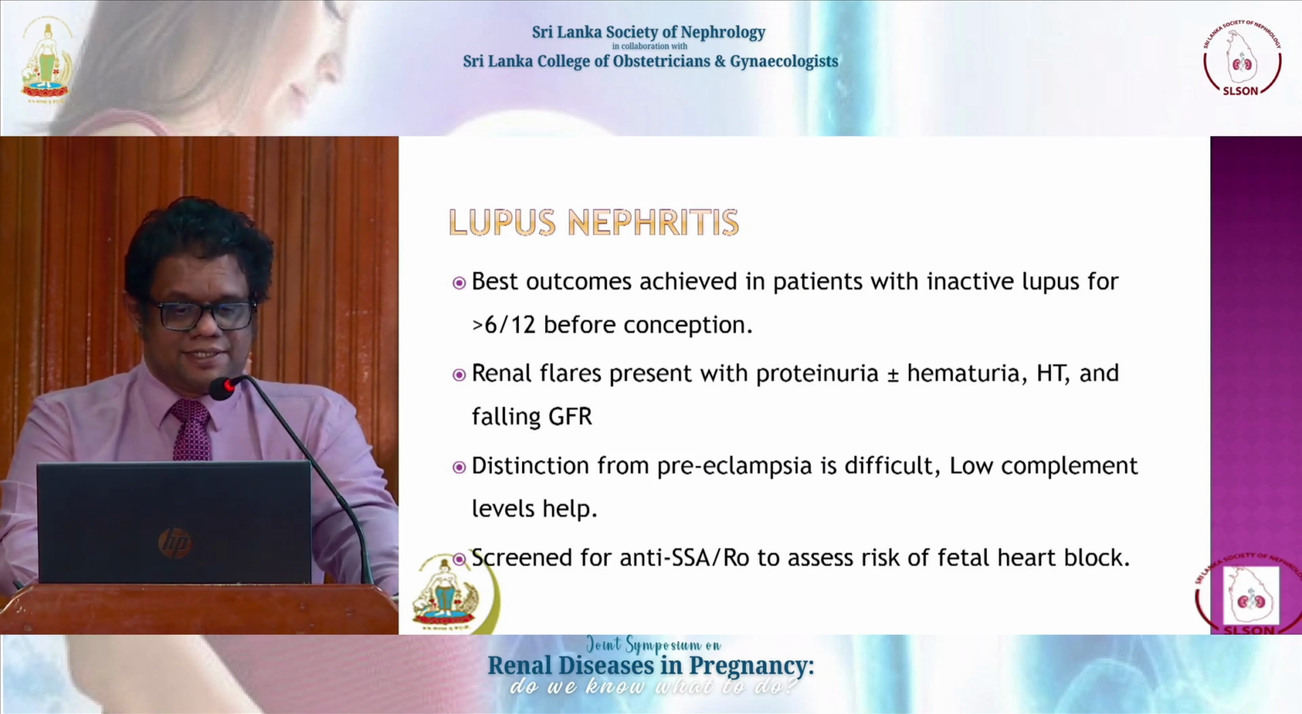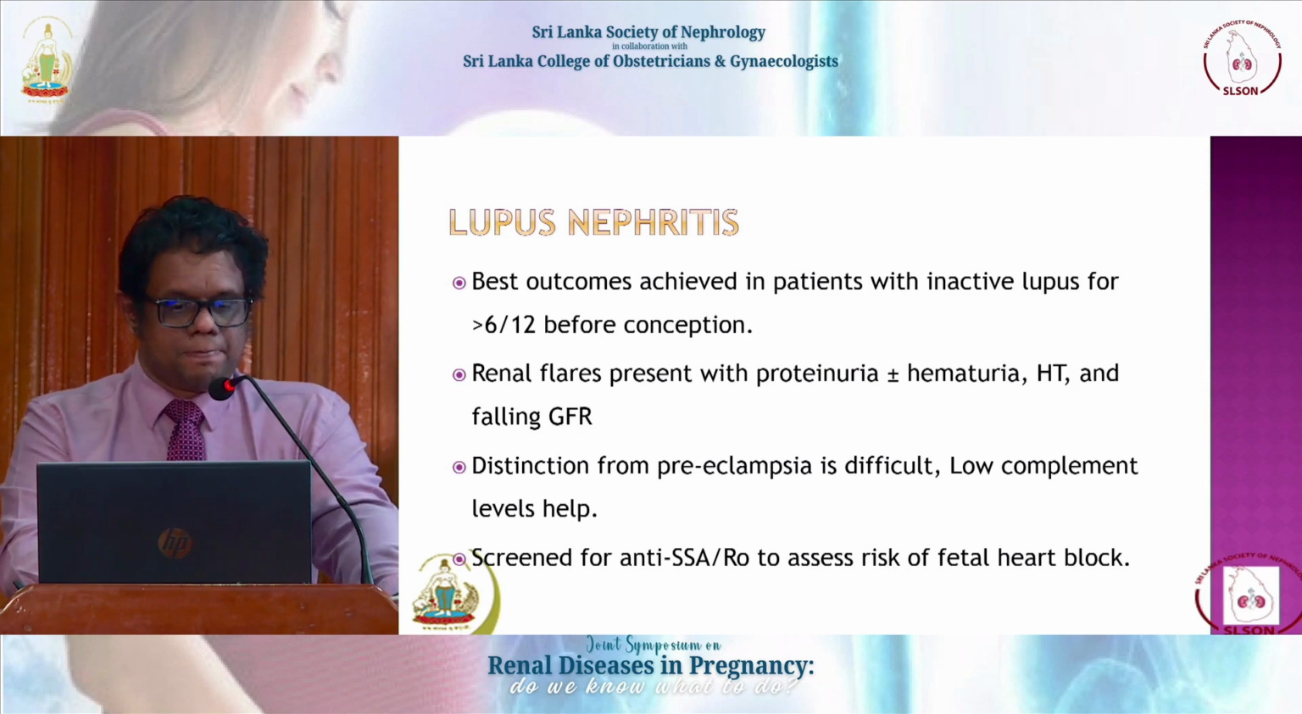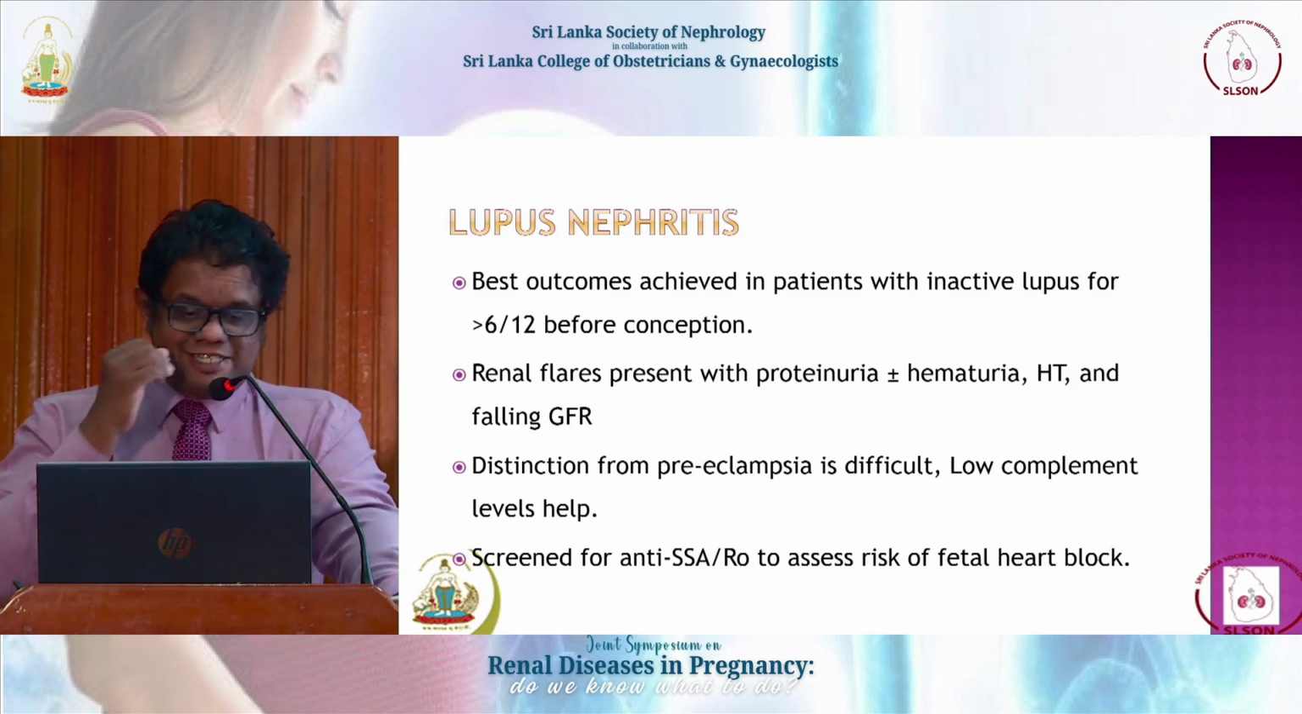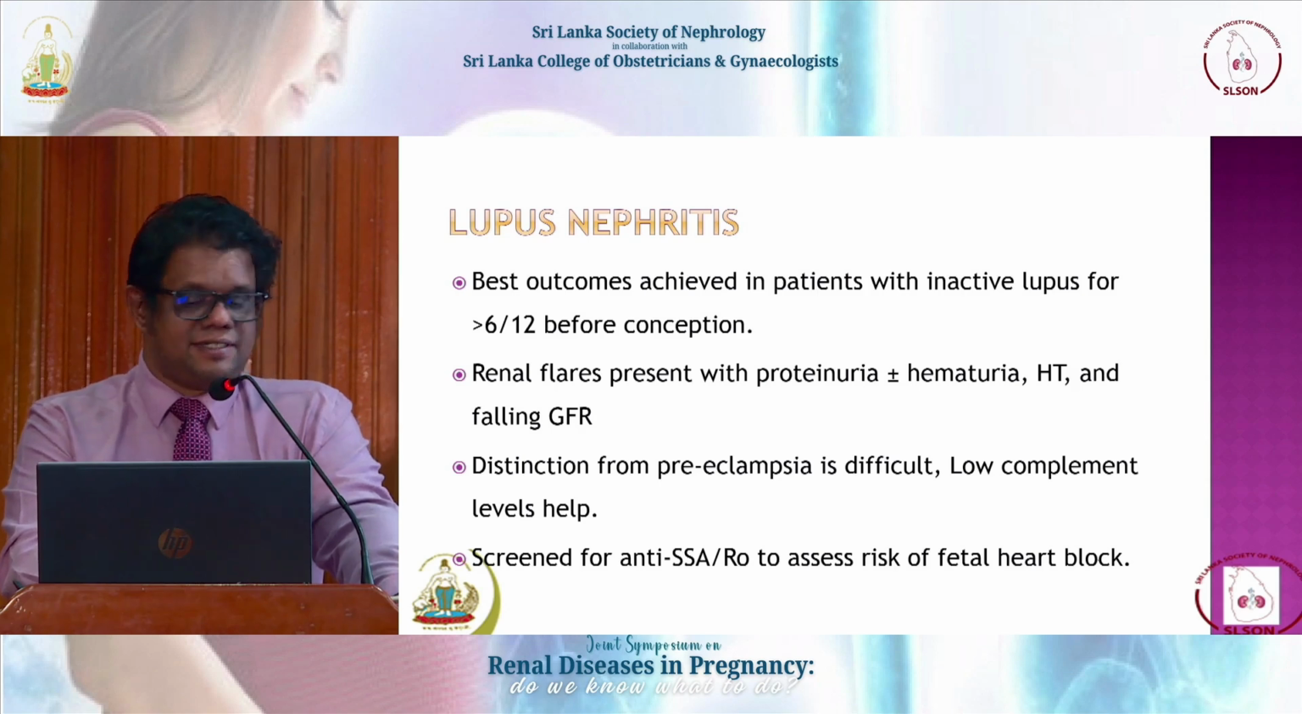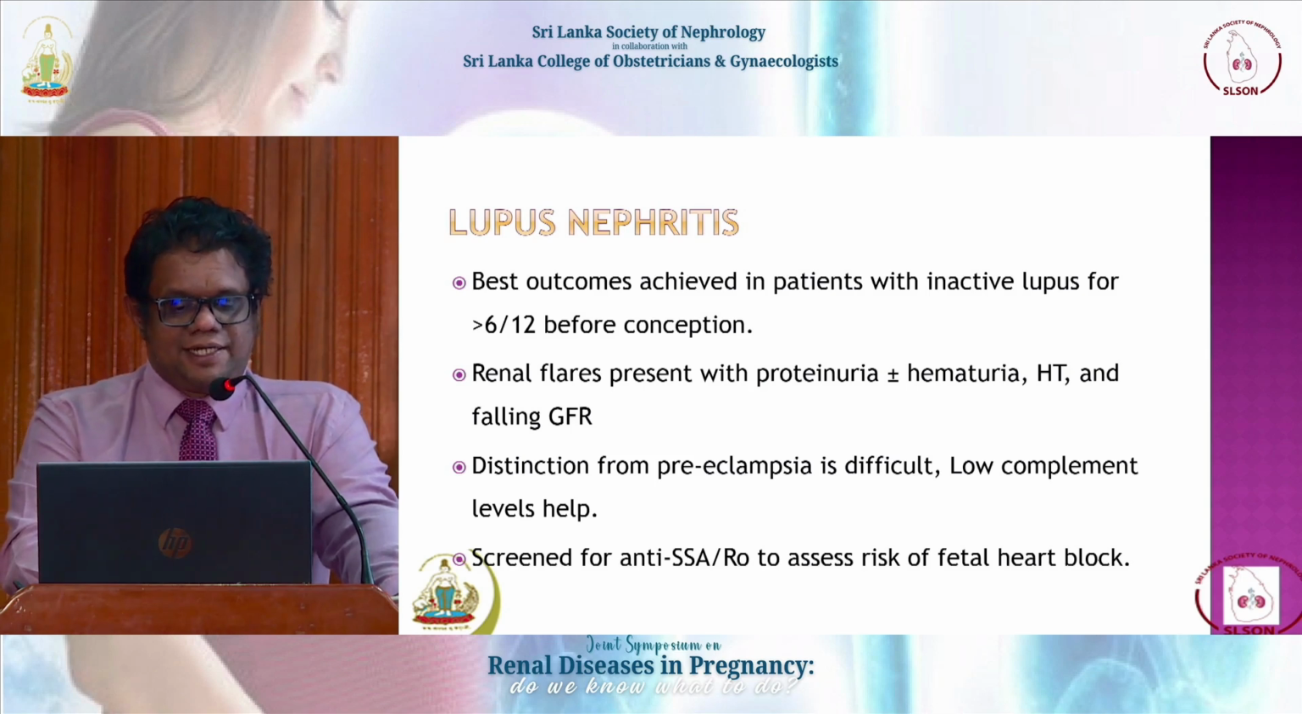The renal flares present with proteinuria, hematuria, hypertension and falling GFR, which have to be identified and treated promptly. And distinction from preeclampsia is difficult. Low complements help, but it doesn't have much diagnostic accuracy. So finally it comes down to your clinical judgment and experience. These patients have to be screened for anti-SSA and anti-Ro to assess the risk of fetal heart block as well.